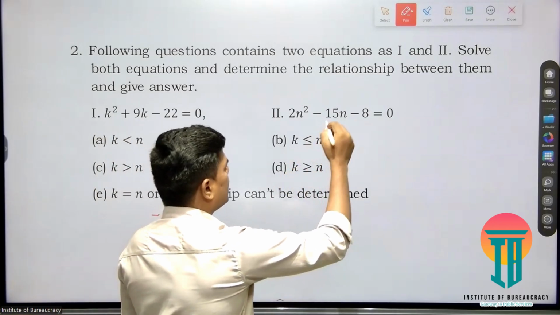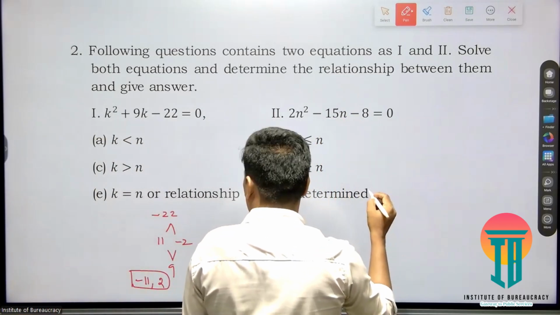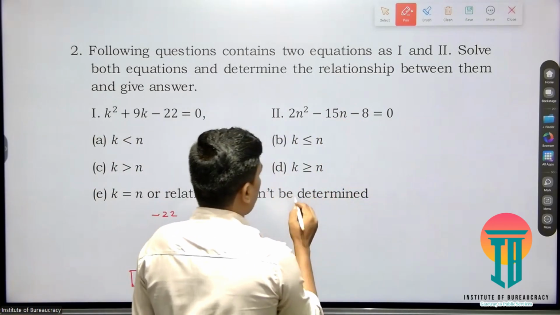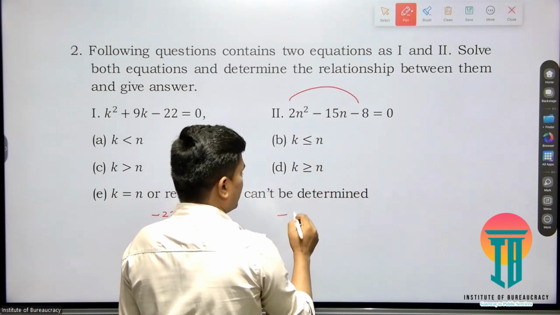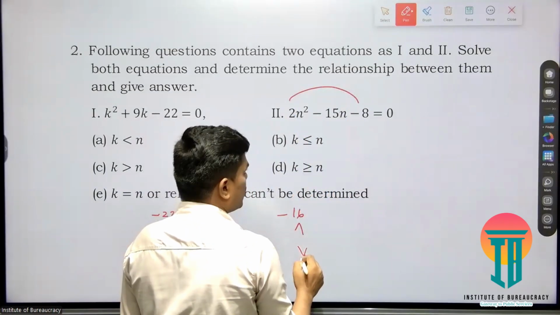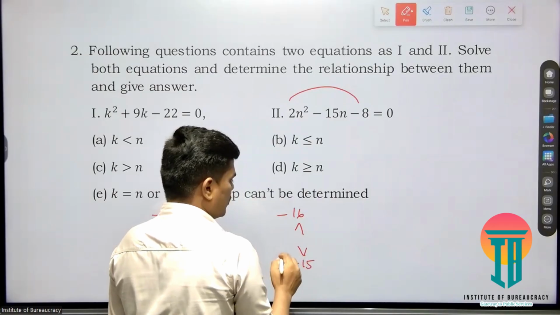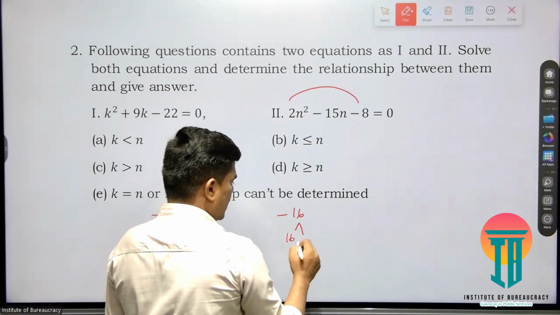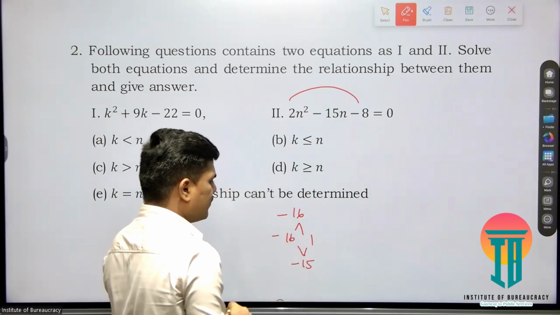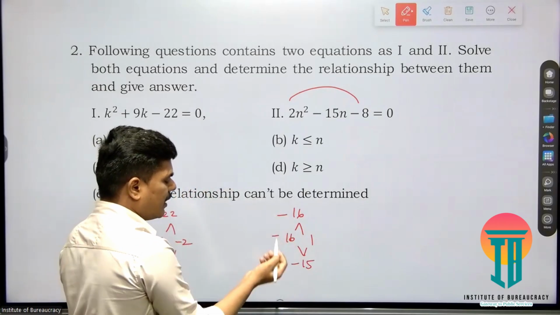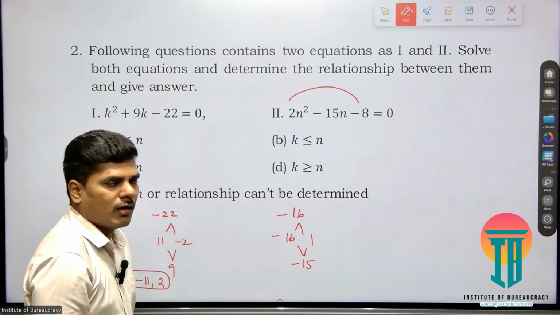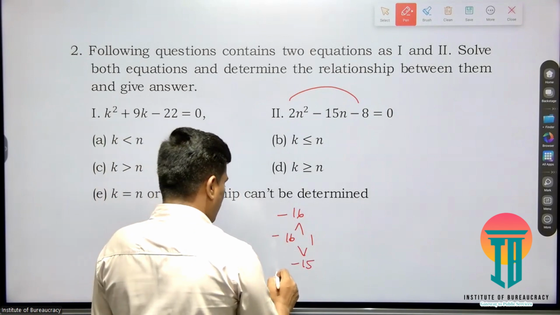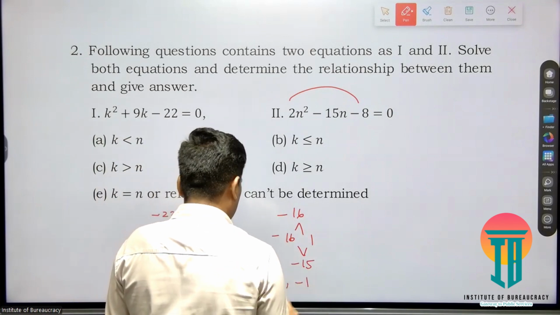For this equation, if you multiply, you should get minus 16. If you add them, you should get minus 15. What are the two numbers? 16 into 1. So minus 15 you wanted. If you multiply, you will be getting minus 16. If you add them, you will be getting minus 15. Therefore, the roots are going to be 16 and minus 1.